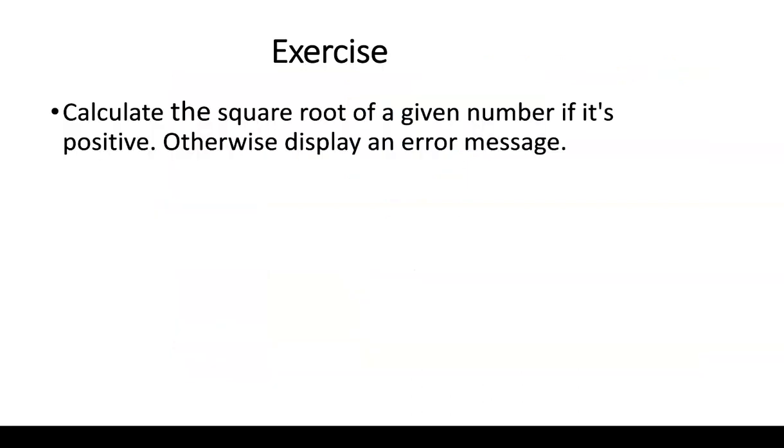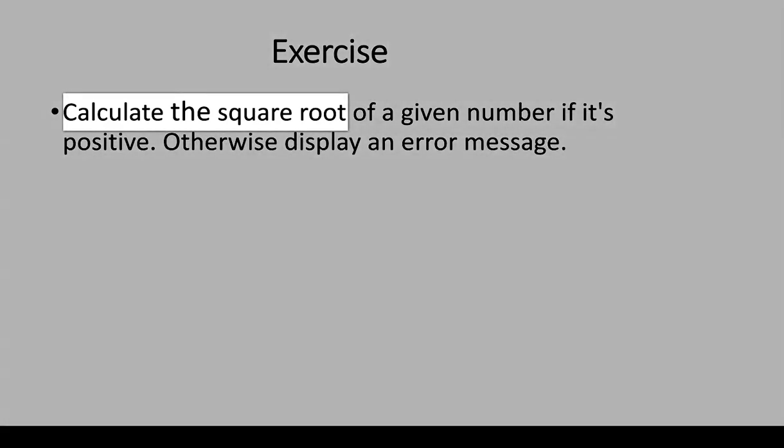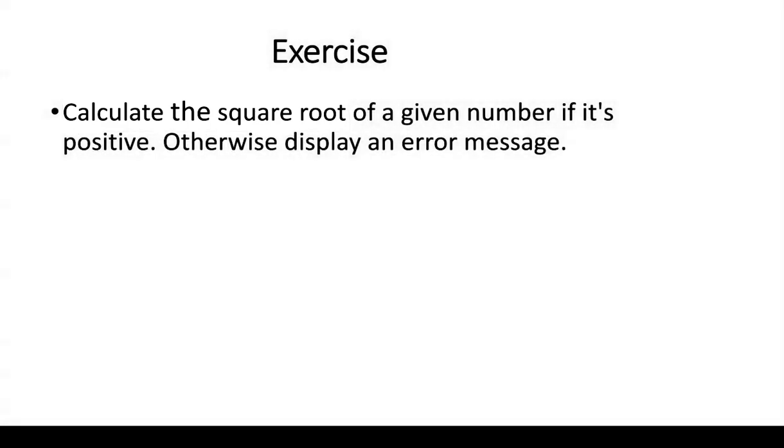Suppose we are given this description. Calculate the square root of a given number if it's positive. Otherwise, display an error message. We have to design our algorithm based on this description. We know the main objective is to calculate the square root. But the square root of what? Any given number. So clearly this has to be user input. But we also have this constraint that the number has to be positive.